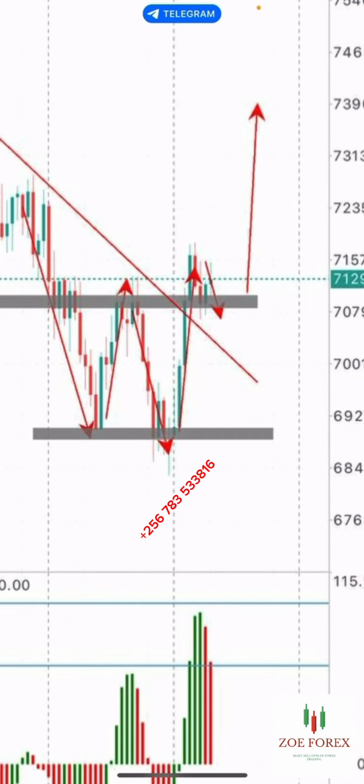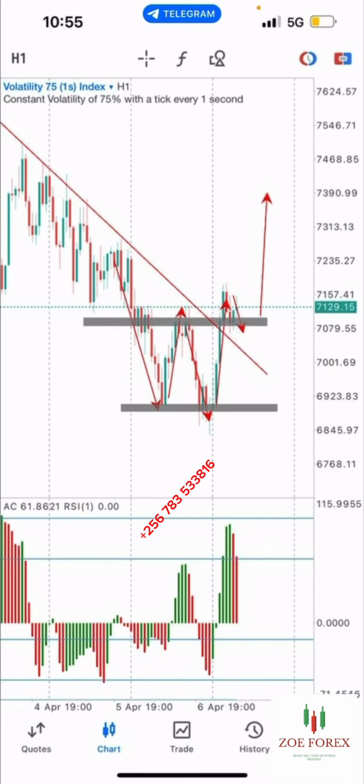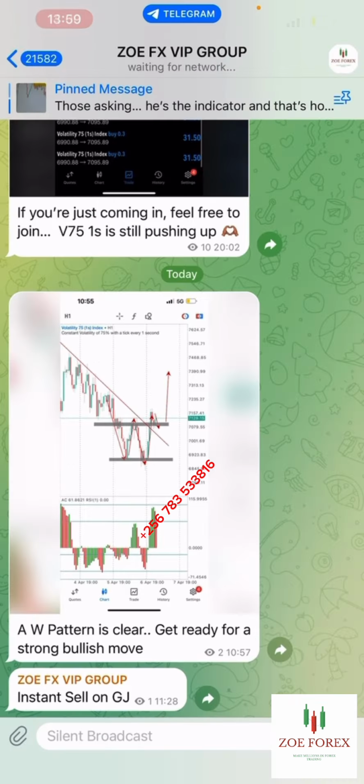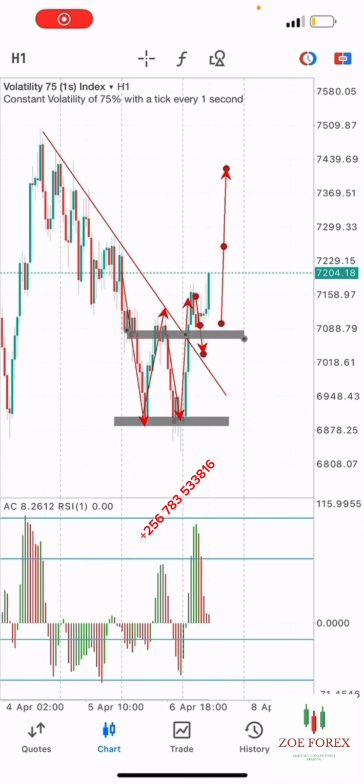As you can see, the market was a little bit down. It was consolidating in that region because it was going to find its way up. The buyers were beginning to kick in and push the market up. So ladies and gentlemen, this is exactly how you trade a W pattern. I hope you have learned something.